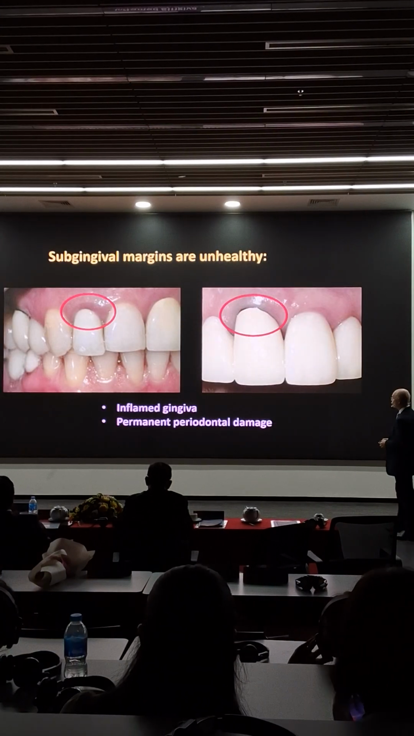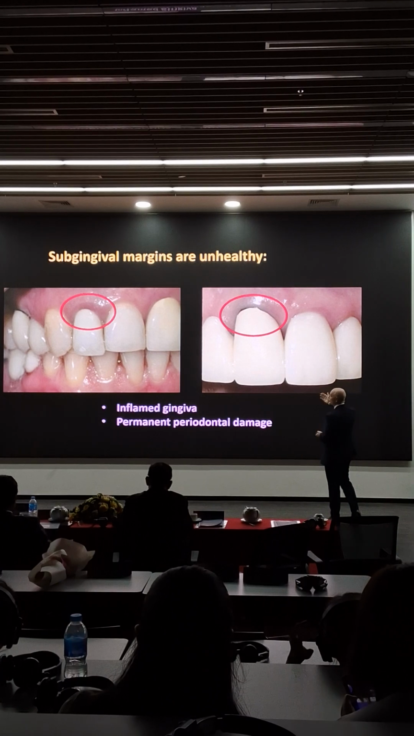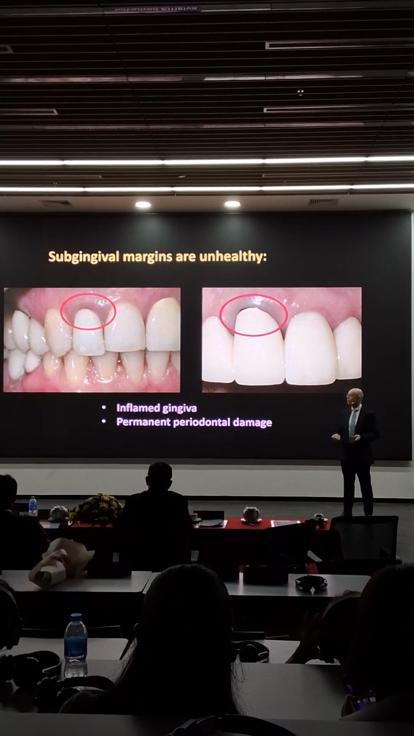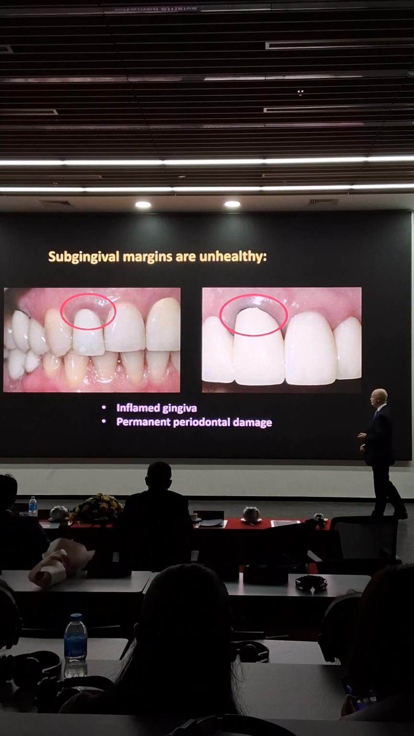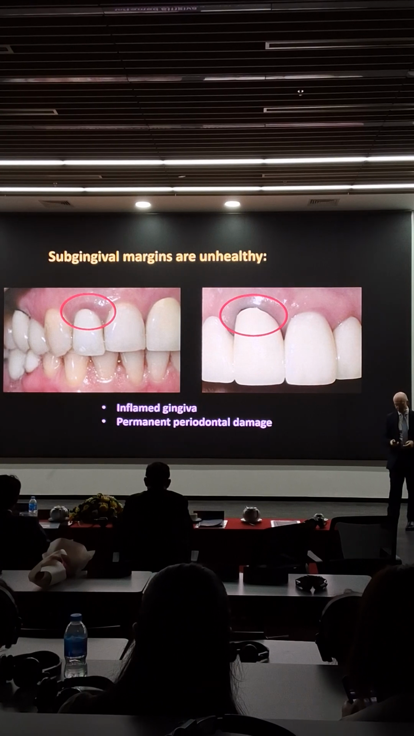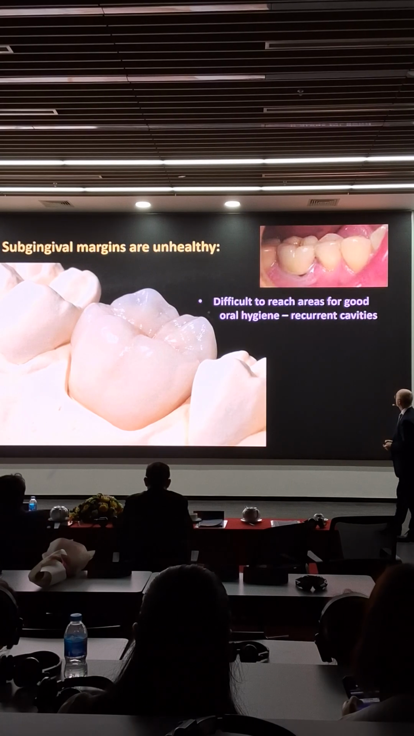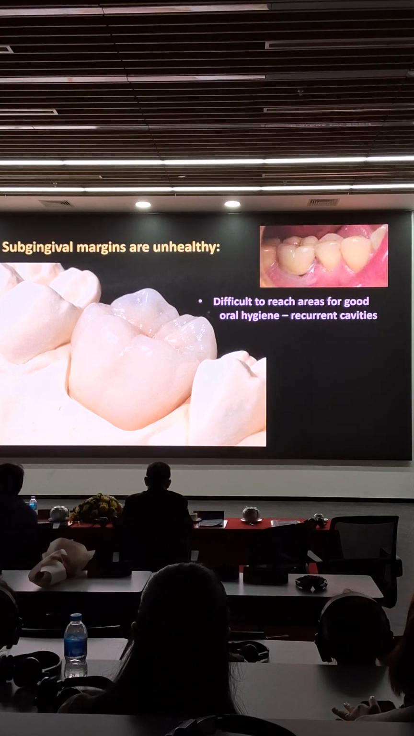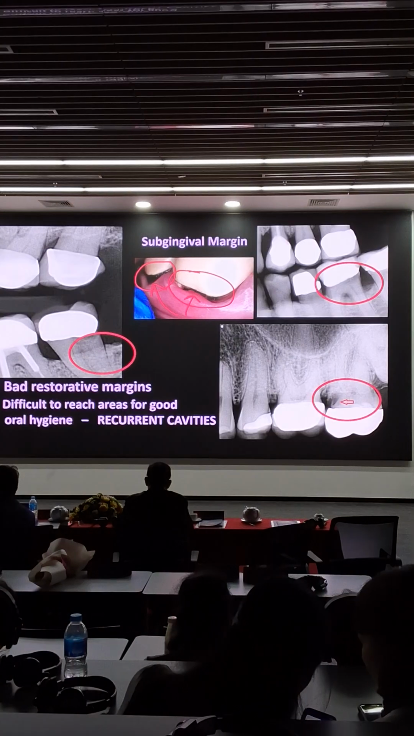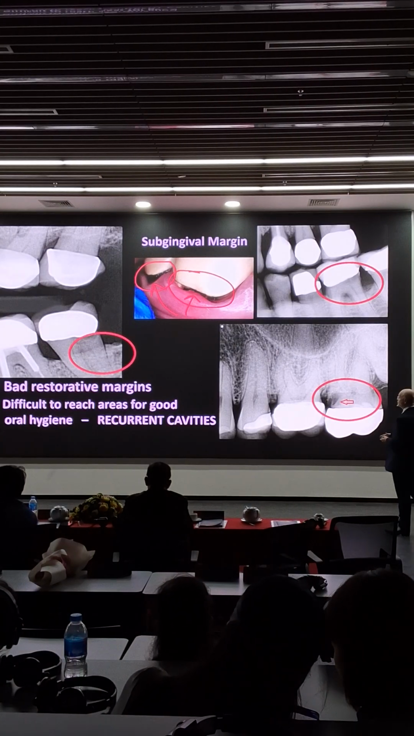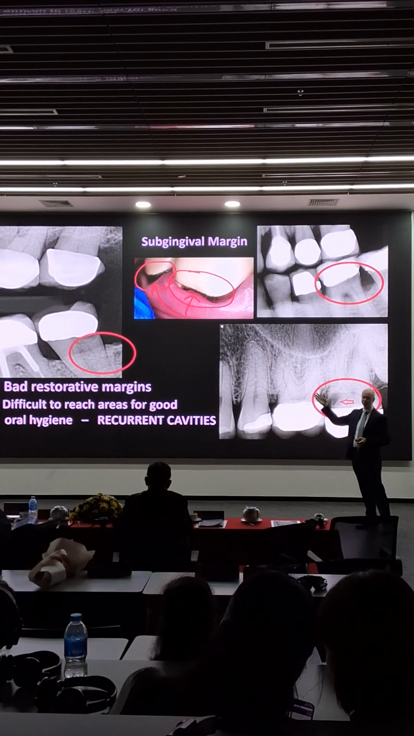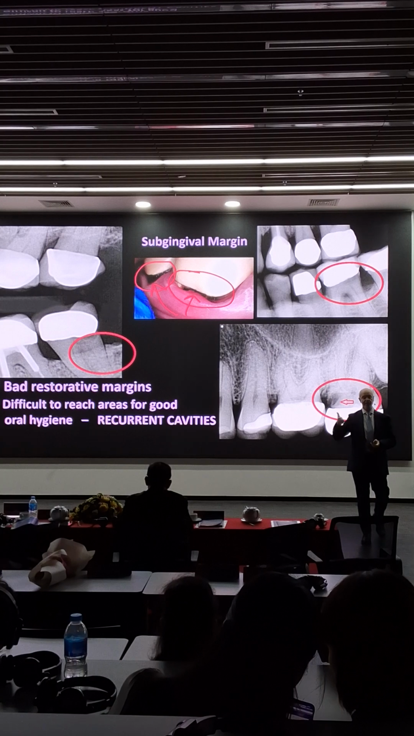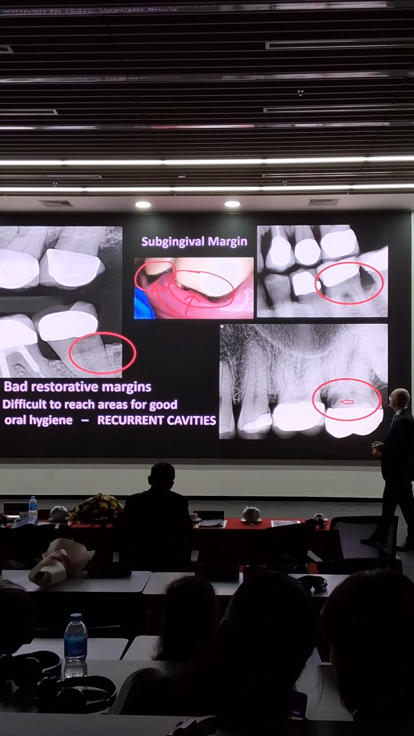When you put your limit below the gum level, you see your patient coming back after some years. You will see gum inflammation. It can create bone problems. And also, when you put your limit below the gum level, it's difficult for your patient to maintain, difficult for your patient to clean. And it's why you see many patients coming back with crowns with recurrent cavities below the crown.